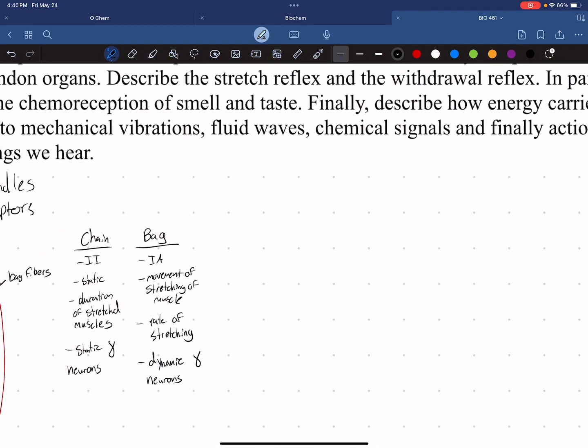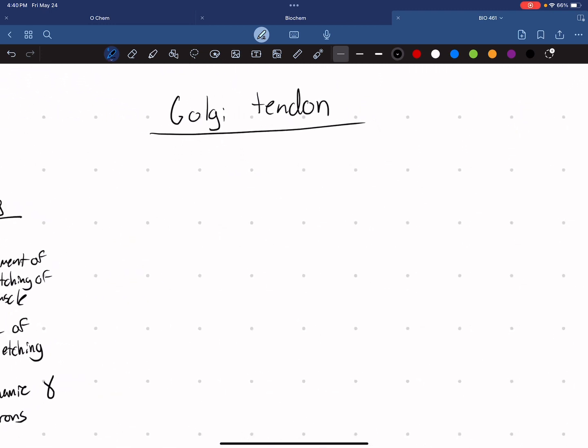Now we will go ahead and talk about the Golgi tendon. What I like to think of is that it acts as a protection for our tendons. The Golgi tendon is a protection against us using our muscles to rip our tendons off of our bones, which can cause damage and injury. So the Golgi tendon can be used for inhibitory reasons to protect ourselves.